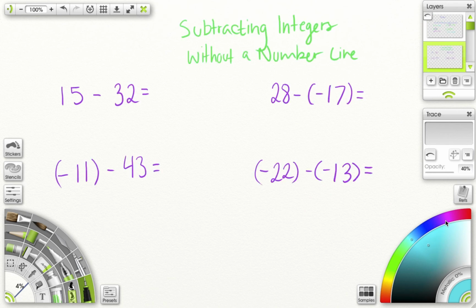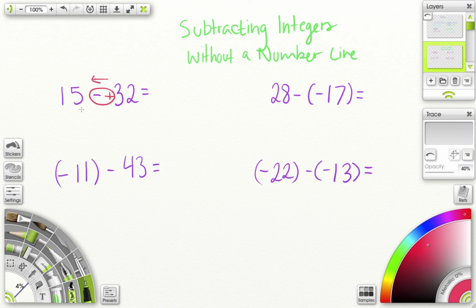Now we're going to do it without our number line, because of course you start getting into bigger numbers that it just becomes unrealistic to use a number line for. So our first problem is we have 15 minus 32. So these are both positive numbers. Remember that this is a positive 32. Opposite integers means we are going left, meaning this 15 is going to lose value. It's going to decrease in value.